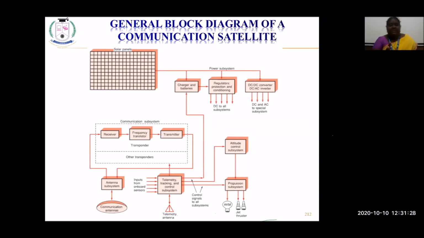Next is the communication subsystem, which is used for communicating, that is sending and receiving signals, with the help of the antenna subsystem as well as the communication antennas. The next one is the telemetry tracking and control system, used for monitoring the satellite and the functioning of all the other subsystems. These are the main systems that are part of the satellite subsystems. We will see them one by one in detail in the next class.